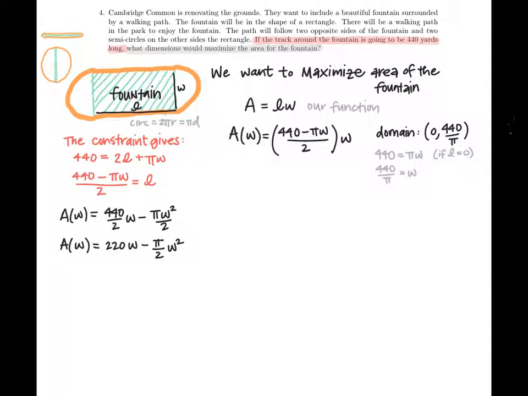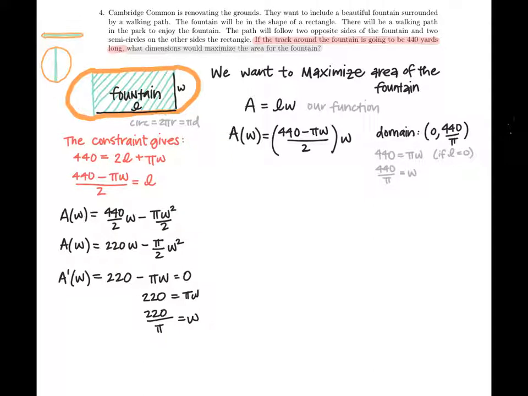All right, now in our next step, we're going to take the derivative and set it equal to 0, then solve for w to find any values for w where the derivative is equal to 0. Those are our critical points. Go ahead, press pause, and take a crack at that.